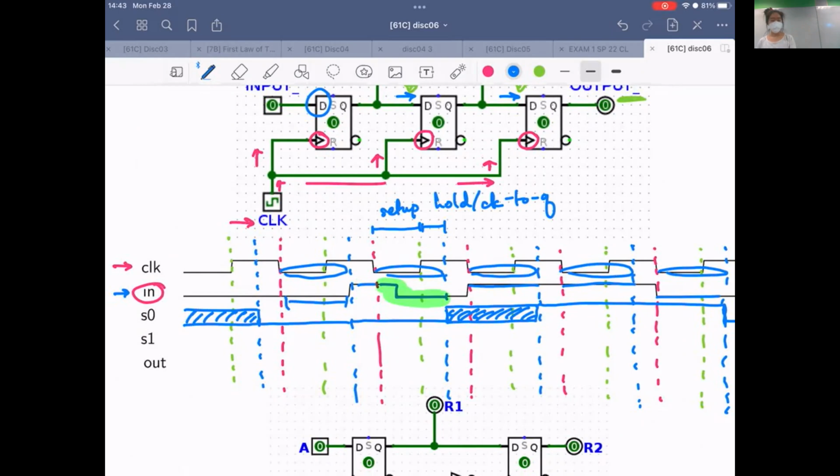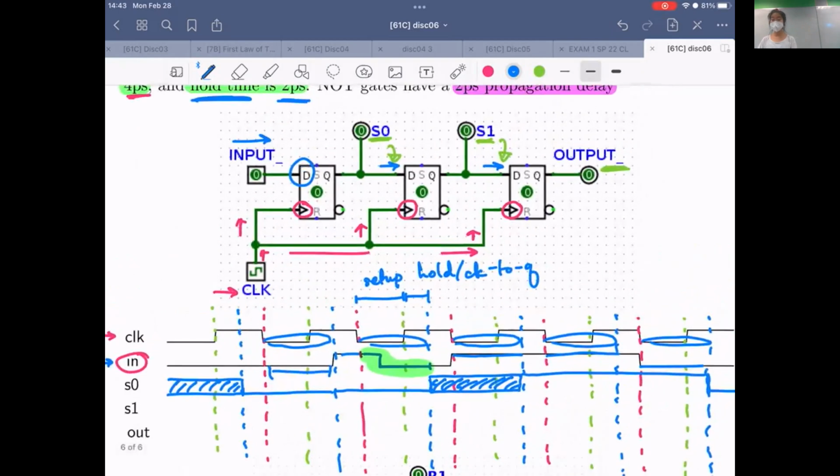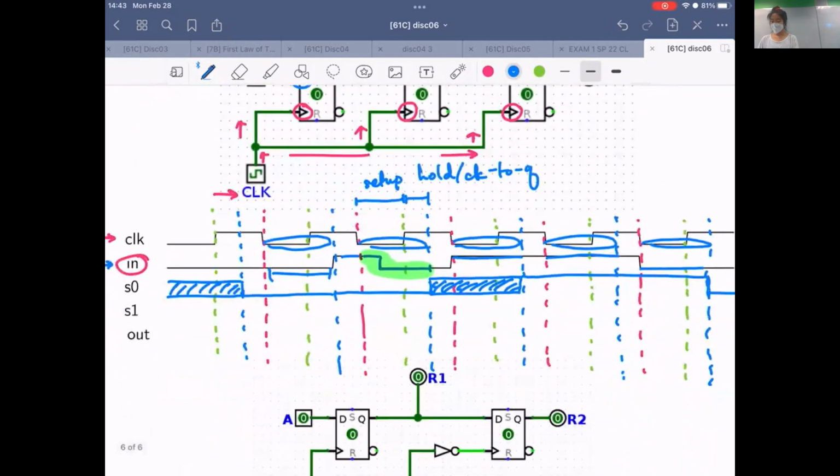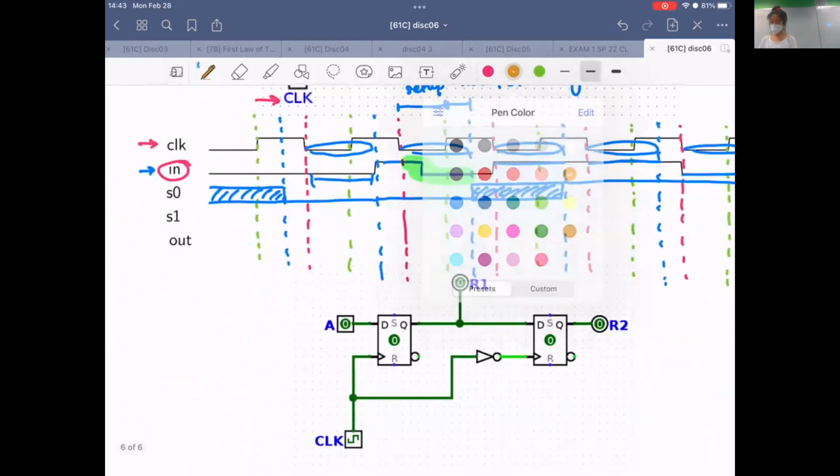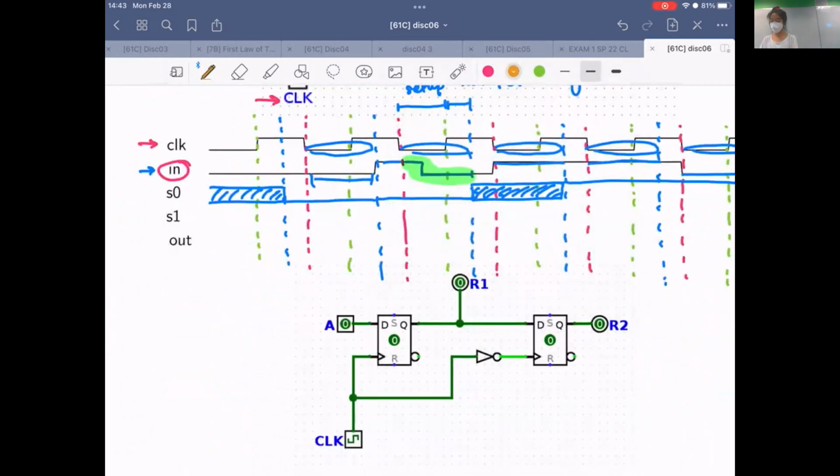Okay, let's move to S1. This gets a little bit more interesting because our input here is now not the official input, but rather the output from register 1. So let's see how that affects things. I'm going to use an orange right here just because colors.